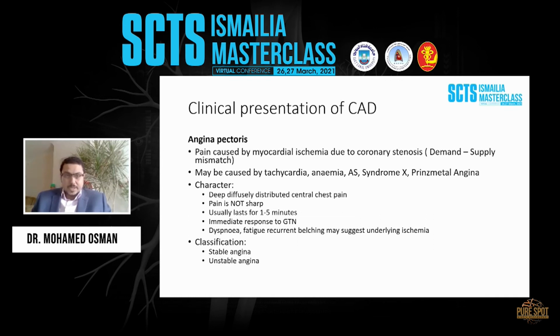We have to be very careful in taking the history, especially with diabetic patients. So angina might present with dyspnea, fatigue, or recurrent belching. That also suggests ischemia. Angina is classified into stable and unstable angina. Stable angina is pain which comes with effort, is relieved by rest or GTN, and is predictable. Unstable angina is an increase in frequency or severity, or when the patient has angina at rest.